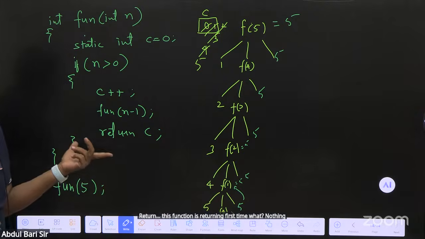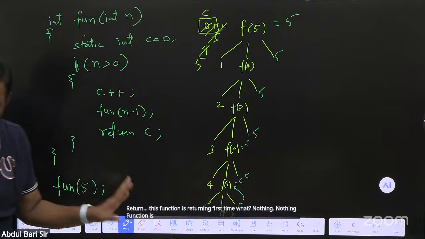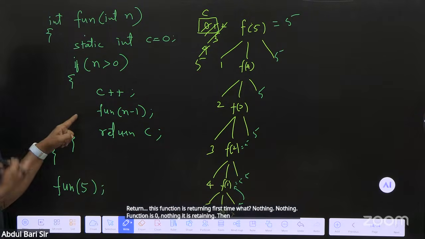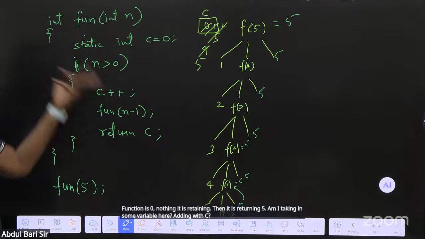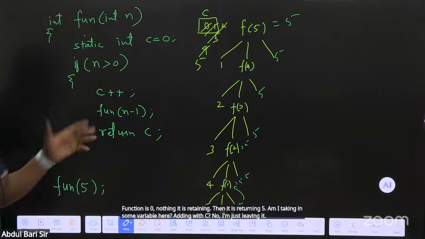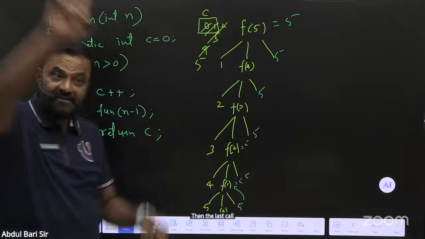Nothing. Function is 0, nothing it is returning. Then it is returning 5. Am I taking in some variable here? Adding with C? No, I'm just leaving it. Nothing. Then the last call 5 will be returned to the caller 1.